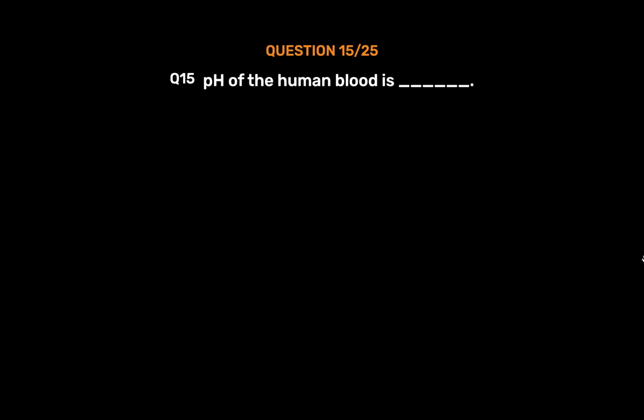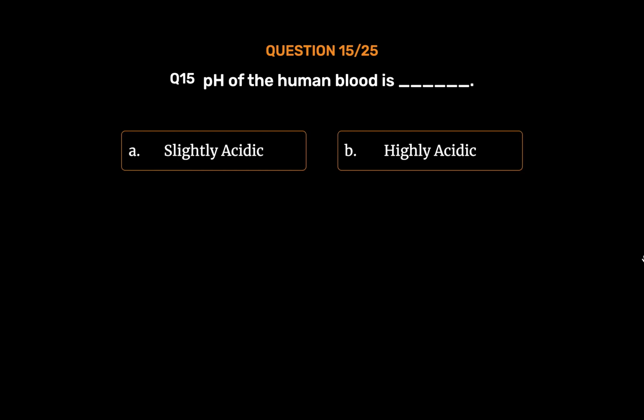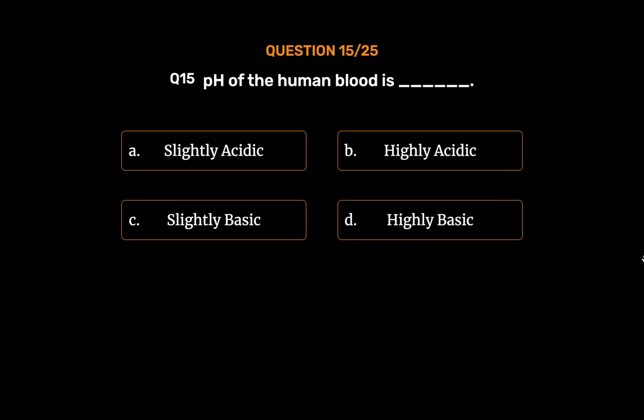Question number 15. pH of the human blood is blank. Option A. Slightly acidic. Option B. Highly acidic. Option C. Slightly basic. Option D. Highly basic. The correct answer is Option A.